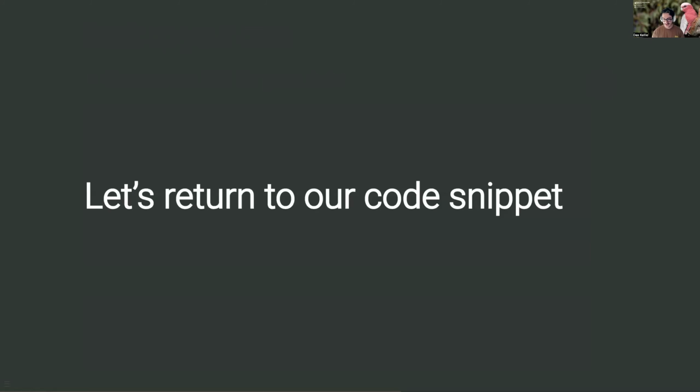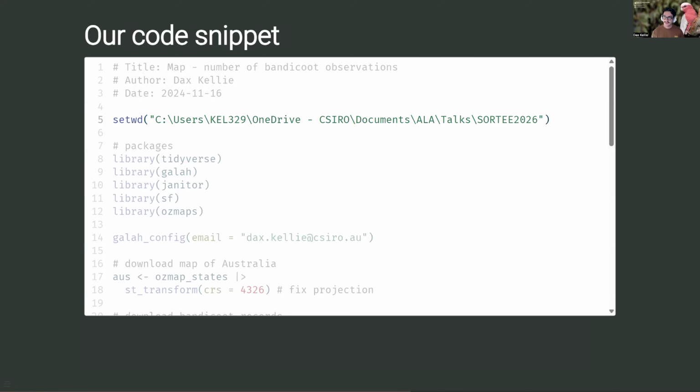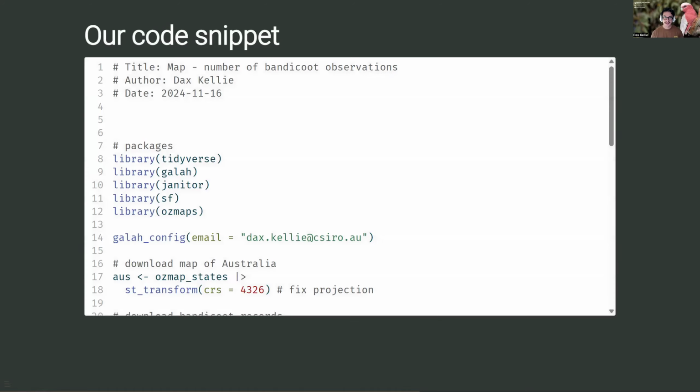Okay, so let's go back and look at our code snippet. If we followed all of the steps that we've just gone through, the real way to make this more reproducible is actually removing this line. You don't need it. You've already stored all the information you need for your environment, and your code should be much more reproducible.